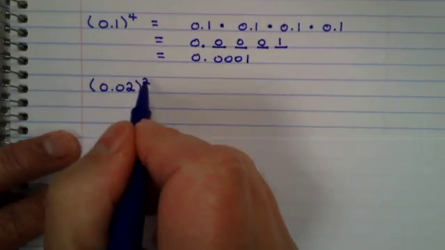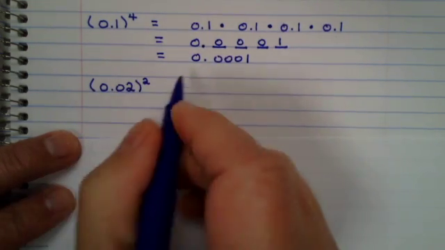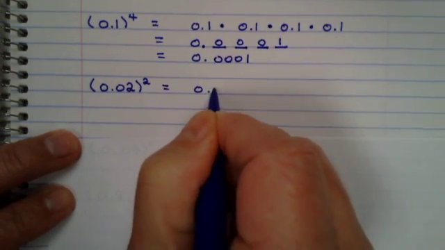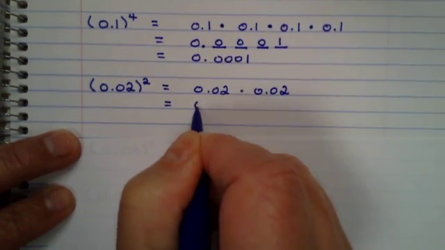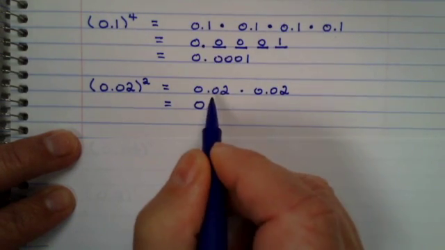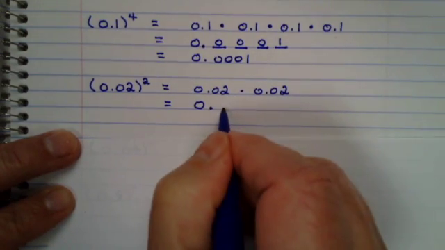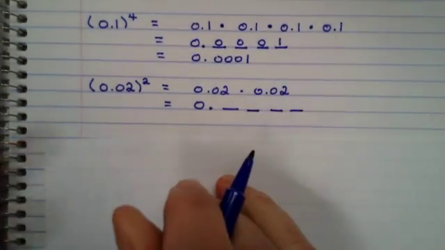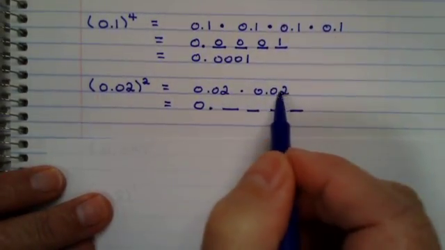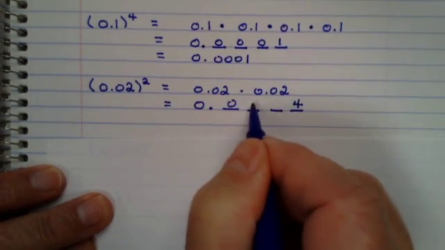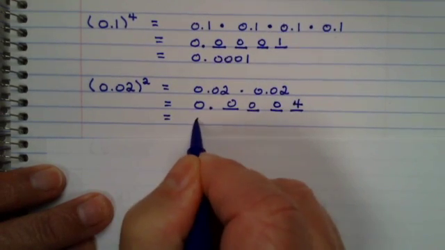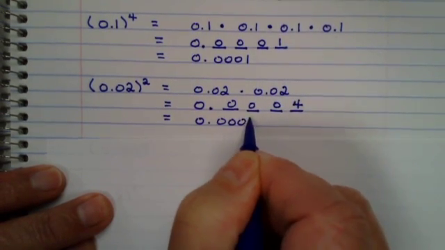0.0001. This exponent tells me I need to multiply this to itself that many times. 0.02 times 0.02. How many numbers are going to be after the decimal point? 1, 2, 3, 4. I multiply these numbers together that are not 0. 2 times 2 is 4. I put it on the end, and in these spots I put my zeros. So my answer is 0.0004.